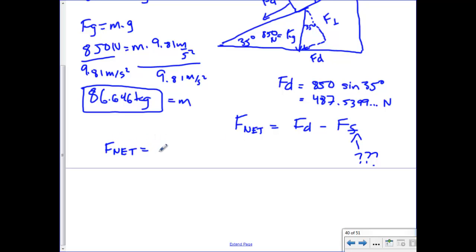Net force is equal to mass times acceleration. We do have his mass, because we just found that a little while ago. 86.646 kilograms, but we don't know his acceleration. But we have some other numbers though, don't we? So I'm just going to put a little note here. We need to find acceleration.